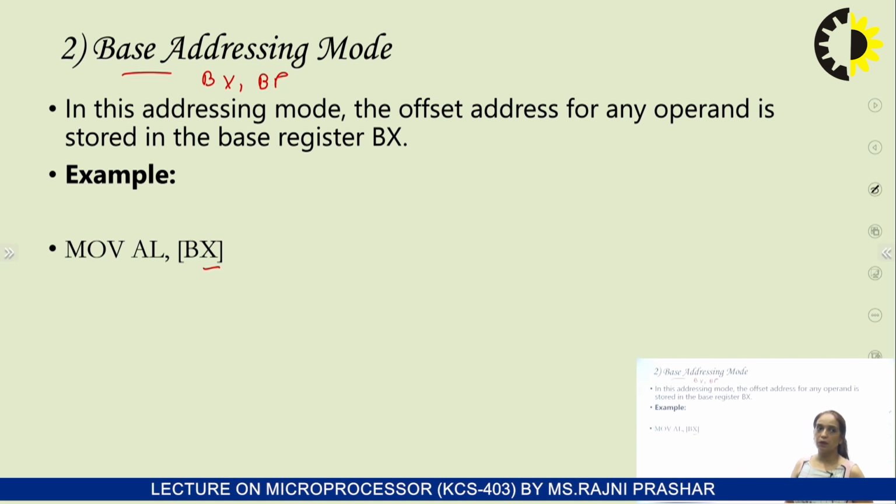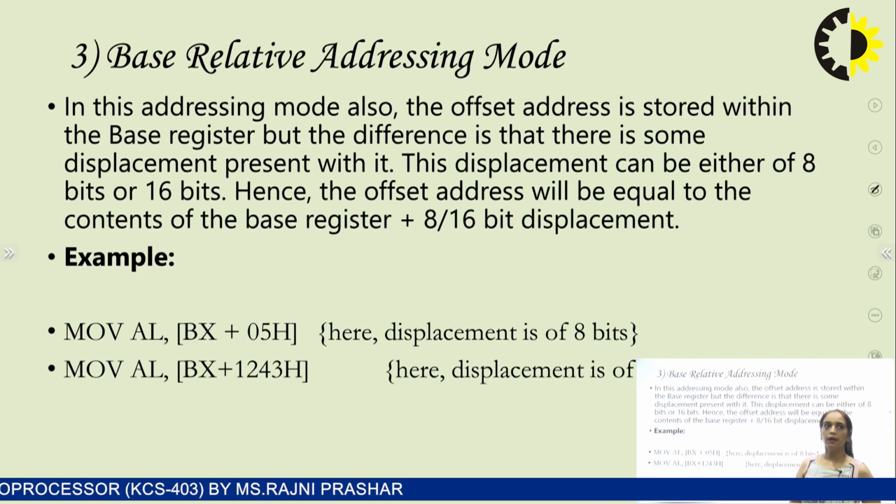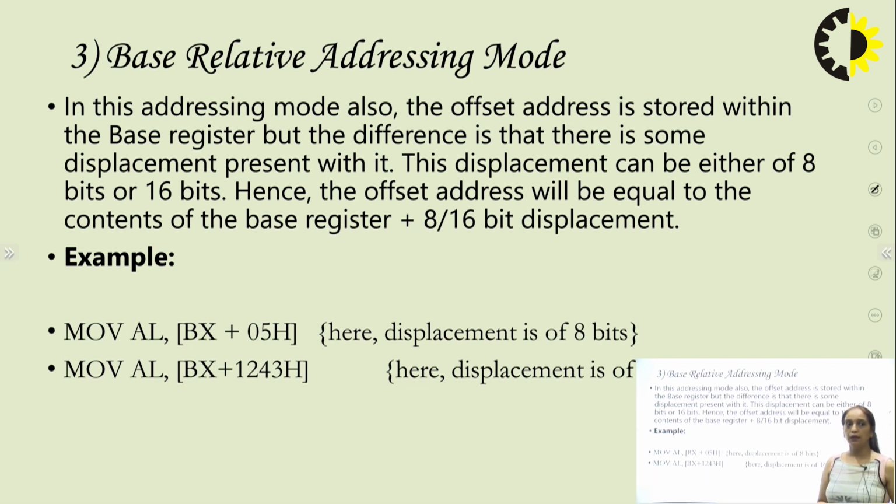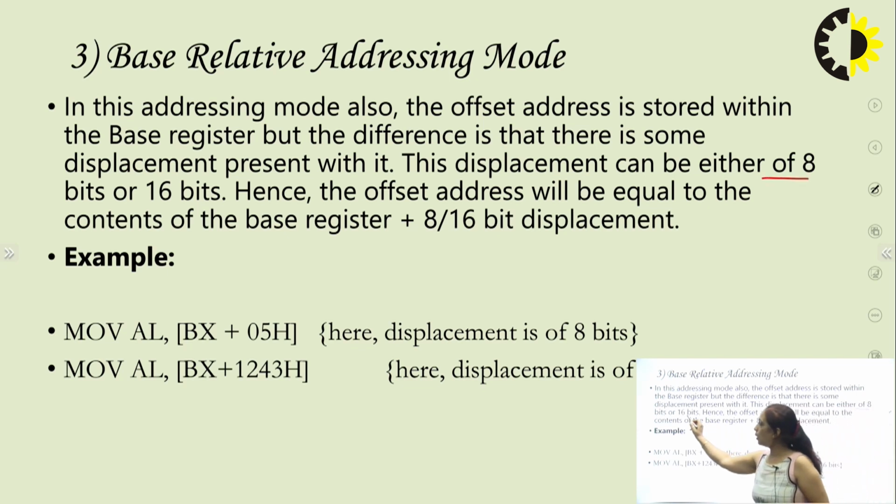Same way, please remember that we are going to calculate the physical address for each instruction, then your data movement will be possible, right? Then the base relative addressing mode. In this addressing mode, the offset address is stored within the base register, but the difference is that there will be some displacement present, and this displacement can be of 8-bit or 16-bit.